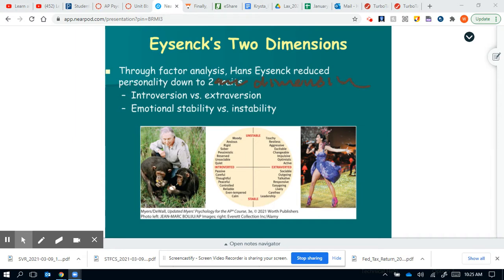Those dimensions, he said, were extroversion and emotional stability. Where do we fall on the extroversion scale? Where do we fall on the emotional stability scale? Now, extroversion and introversion are terms that are misinterpreted a lot. Does anybody know what it actually means to be extroverted?